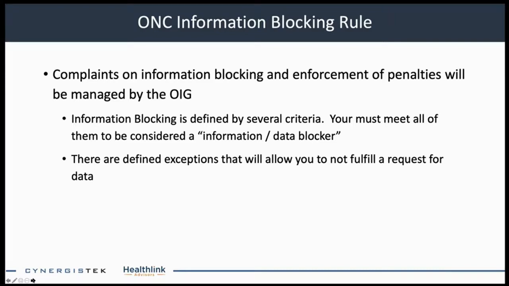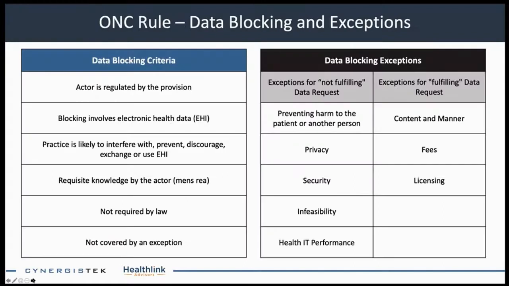In order to be an information blocker, it's defined in the rule by several criteria. You must meet all of these criteria to be considered an information blocker, and Marty's going to take us through those on the next slide. There are exceptions though. So if you are data blocking, there are exceptions that will allow you not to fulfill the request. It's important that you document those, because the OIG, if there's a complaint against you, may actually ask you to produce that documentation as to why you feel that there's an exception.